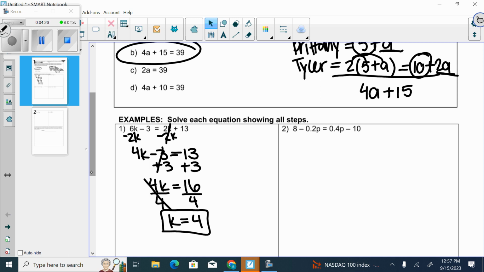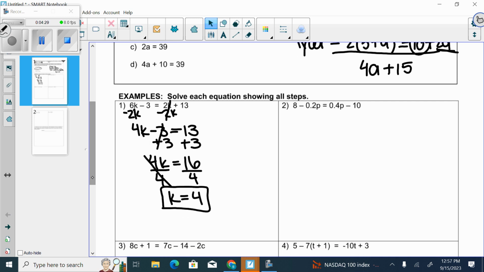Okay. Same thing for example 2. Right now I have a negative 0.2p over here, and a positive 0.4p on the other side. And I want to put them on the same side. So how could I move one of those to be with the other? You add 0.2. Okay, we can add 0.2 since it's a negative. To move it, I would add it. Very good. All right, so what's going to be left over there on the left side once I add 0.2p?